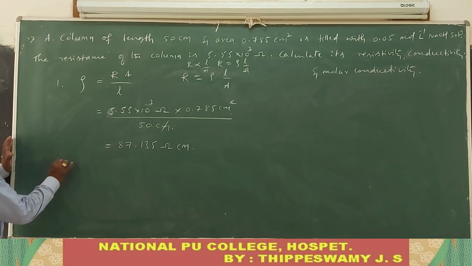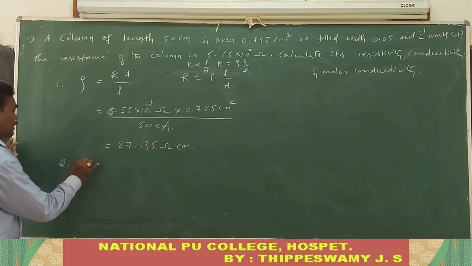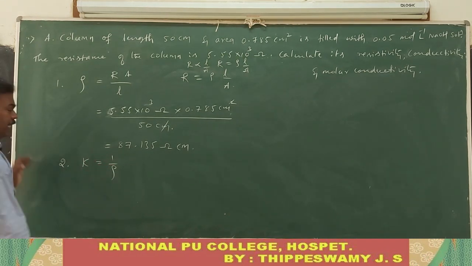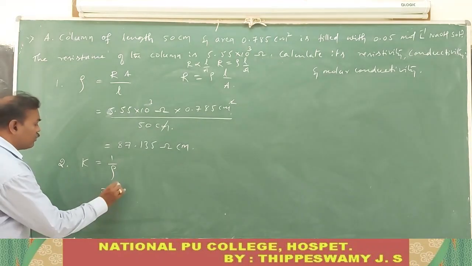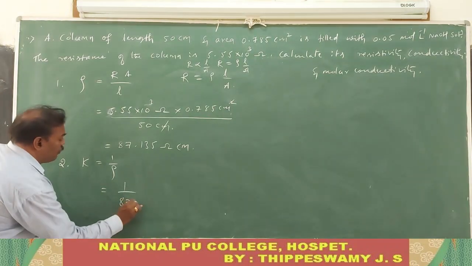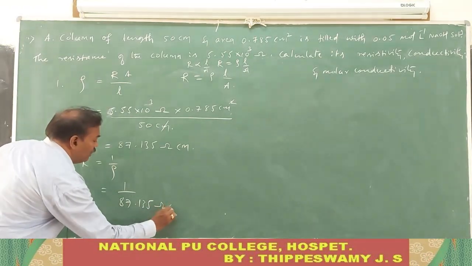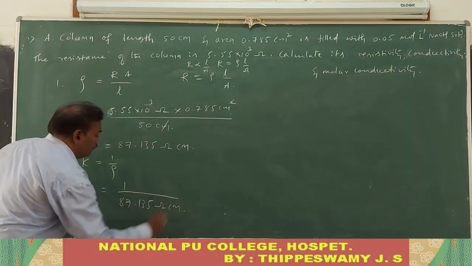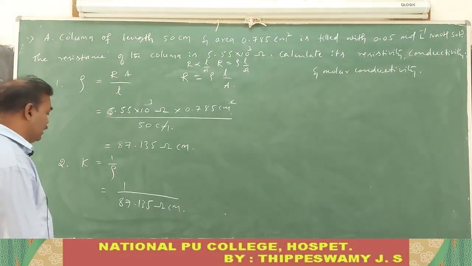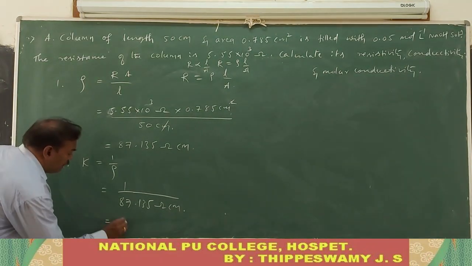The second question will be conductivity. Conductivity K is equal to 1 by rho, that is 1 divided by 87.135 ohm centimeter. Then what is the answer for this one? Can you tell me?